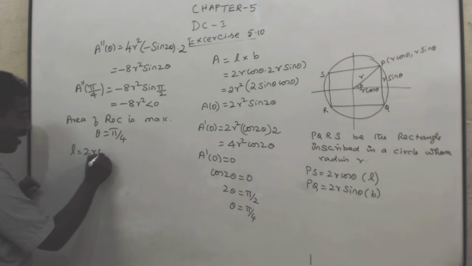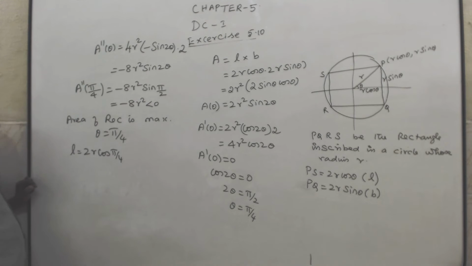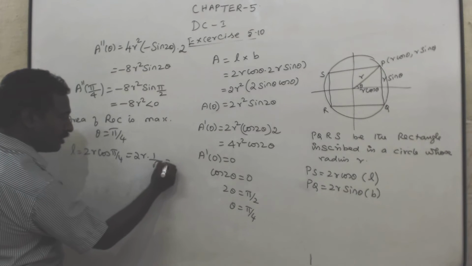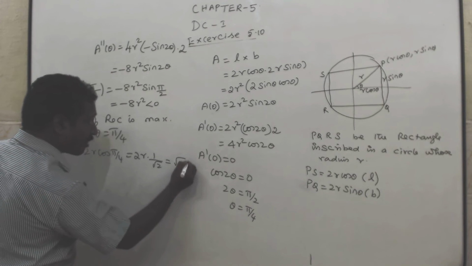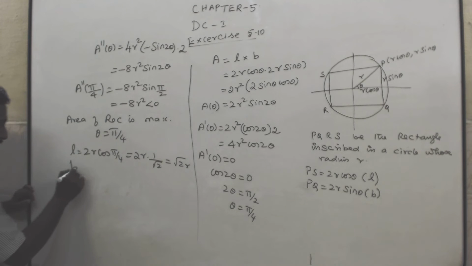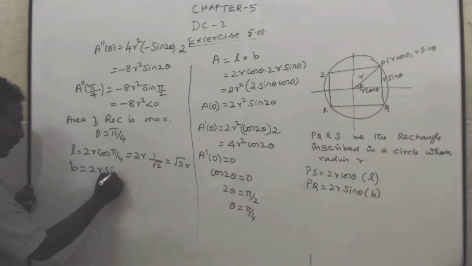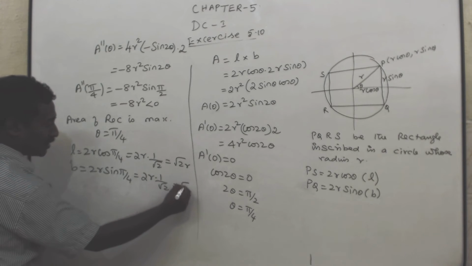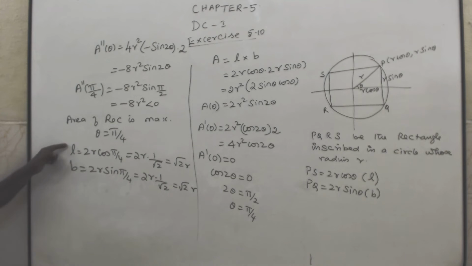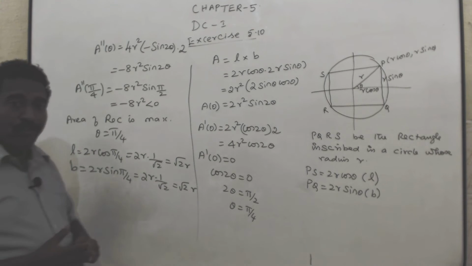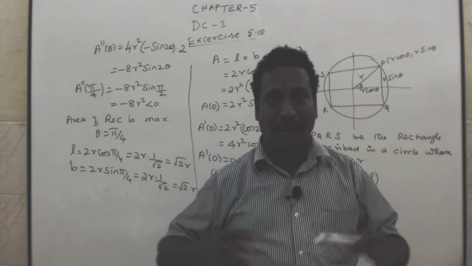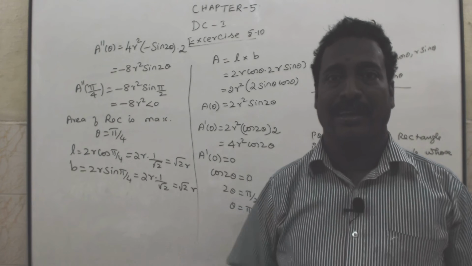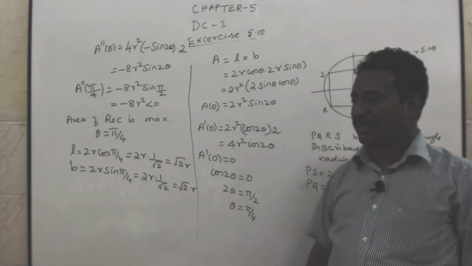2r cos theta, with the value pi by 4. 2r into 1 by root 2, that is root 2r. Breadth of rectangle 2r sin pi by 4. This is also 2r into 1 by root 2, that is root 2r. Length and breadth are equal. Therefore, in this case also, the maximum area rectangle becomes a square. Maximum rectangle is a square.